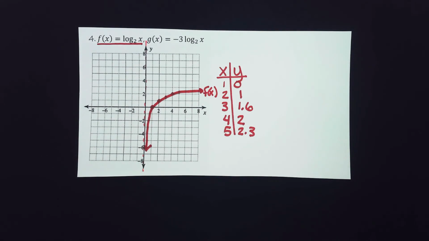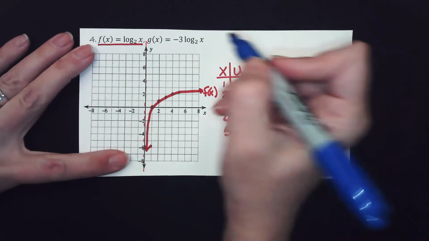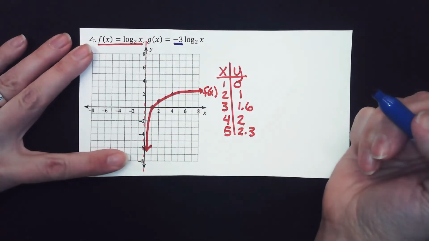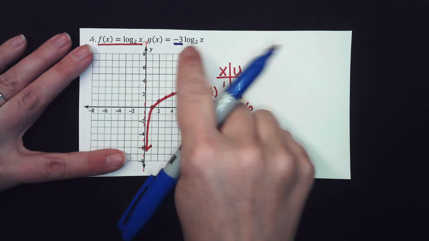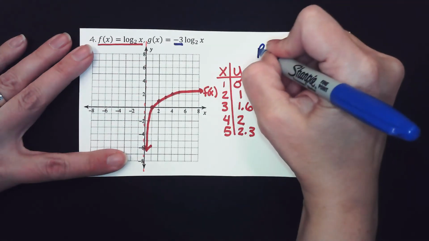All right, so let's state what's happening here to g of x. I have a negative out front and a 3. Remember, we don't count that as one number. We don't say, I have -3 out front, so it does this one thing. The negative reflects it, so it has a reflection.